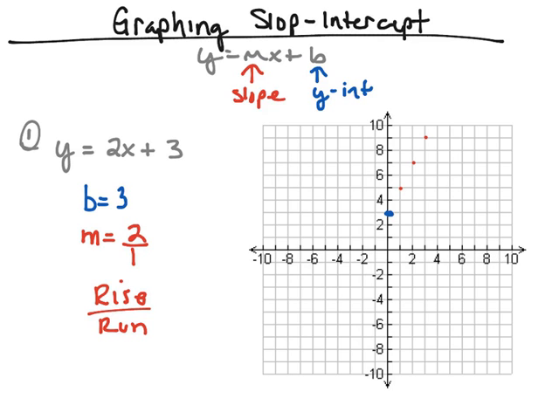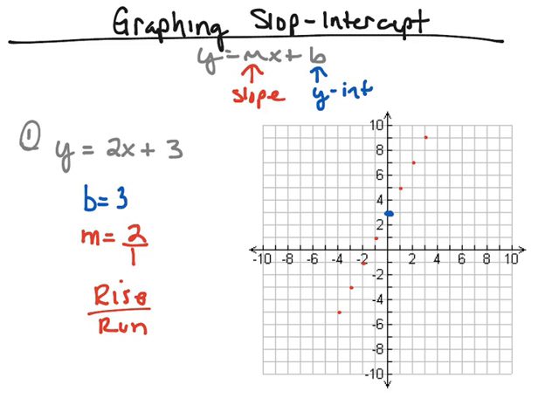Now, I could get some more points over here on the other side by reversing the pattern, and instead of going up 2 and 1 to the right, I can go down 2 and 1 to the left. I'll do that again. Down 2, 1 to the left. Notice that I'm going to keep that same pattern going. This way all my points are going to line up in a nice straight line.